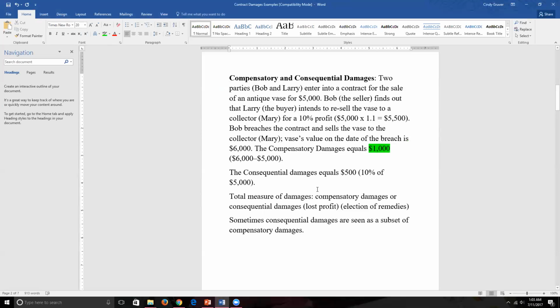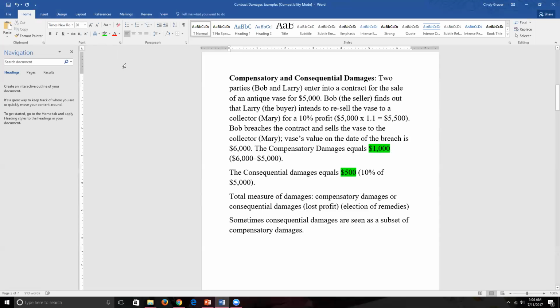But another way would be to look at Larry's consequential damages. Okay, so in this scenario, Larry wasn't buying this to keep the vase. He was going to flip it to Mary, right? And so he was planning on making $500 in profit. That's what Larry lost out on because Bob breached. He lost out on that 10% profit, that $500.